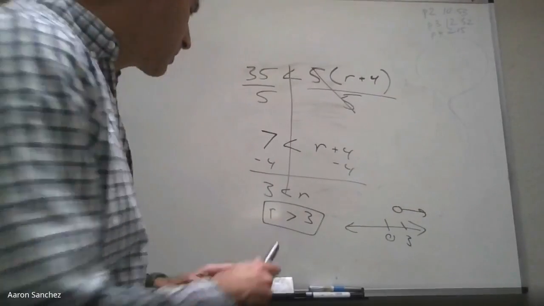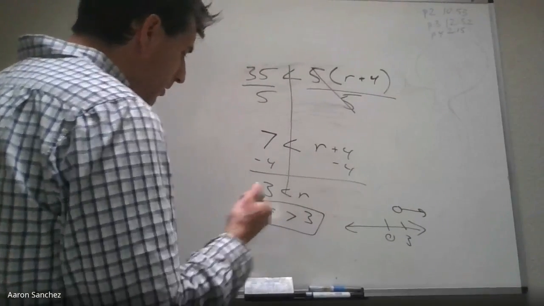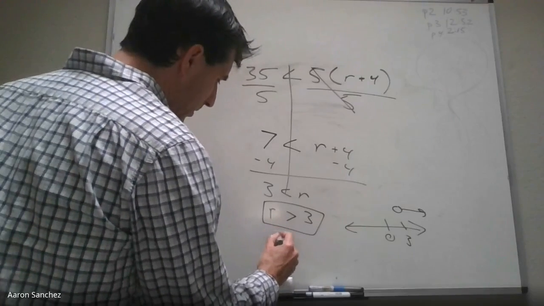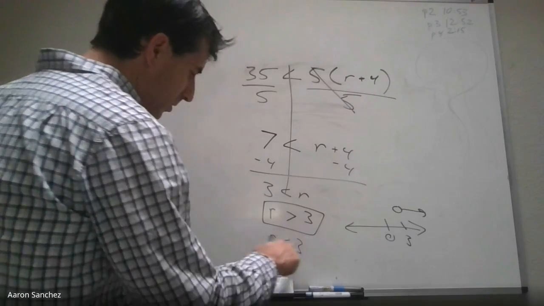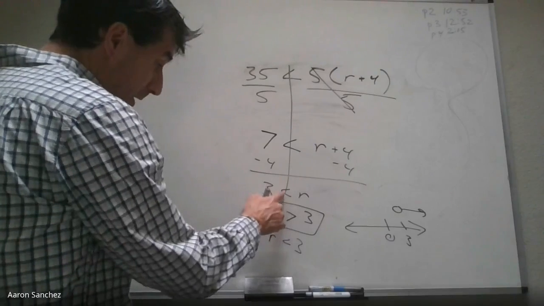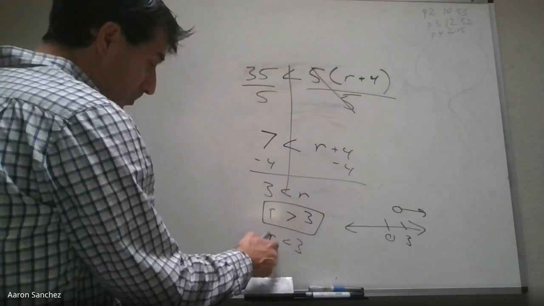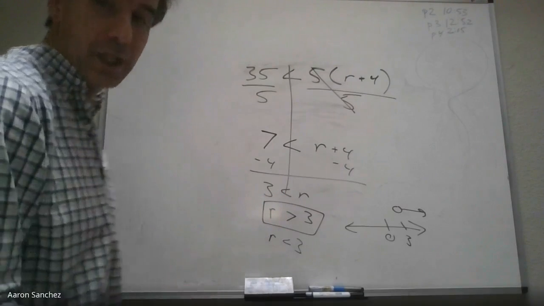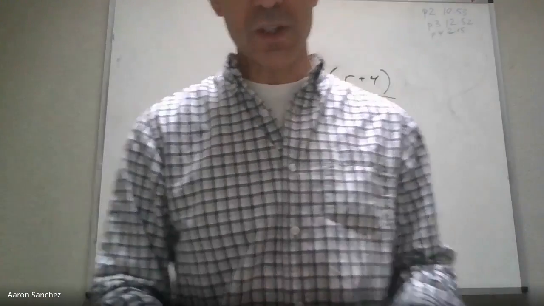Now, the test is going to look like this. I guarantee the test is going to write this as one of your answers. If you see a problem like this, some of you might put the sign the wrong way, and you'll put this instead of that. So make sure you have the sign facing the right way.